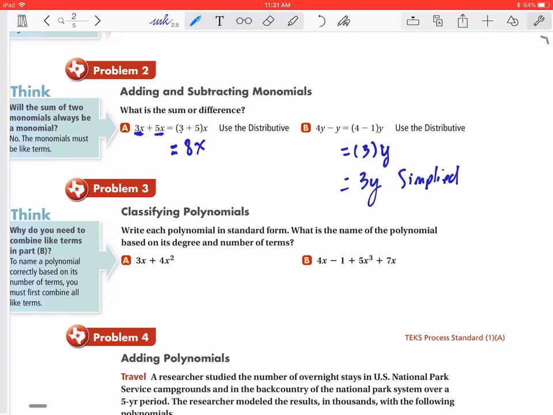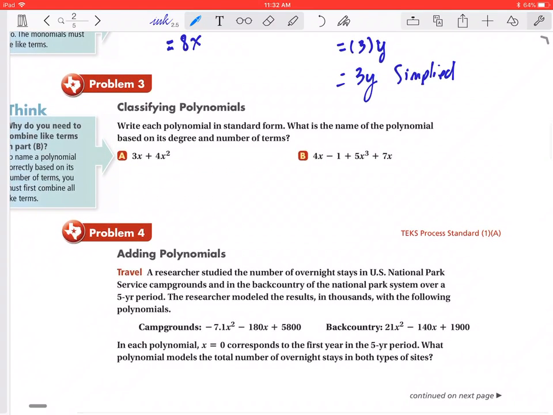All right. Now, problem number 3. Again, we're going to write each polynomial in standard form. Standard form means that we're going to place the terms in the order that they're at. All right, that's what the standard form means, and I'm going to simplify. So that means I'm going to write the order of the highest degree of the polynomial first, and then in the order of the smallest.